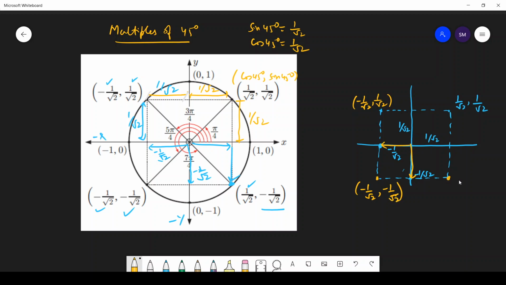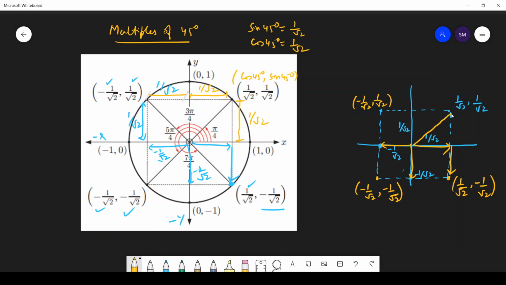What are the coordinates of this point? 1 by root 2, so x is 1 by root 2, and then for the y coordinate you will move to reach this point, minus 1 by root 2. This is what you need to plot.